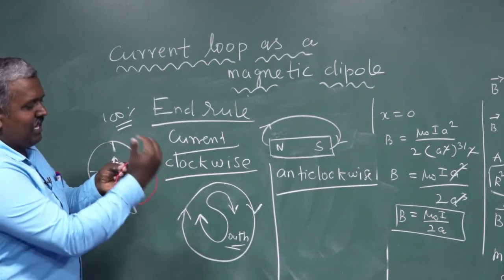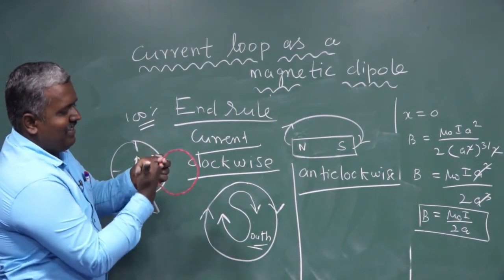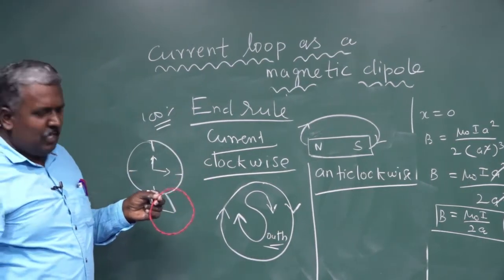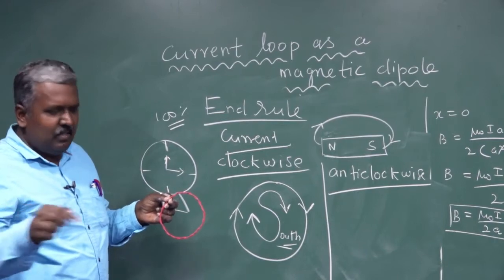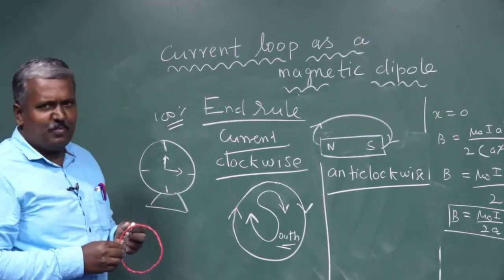Like this. This is the current direction. The field will be like this, away from the coil. But on this side, towards the coil, along the axis of the coil.